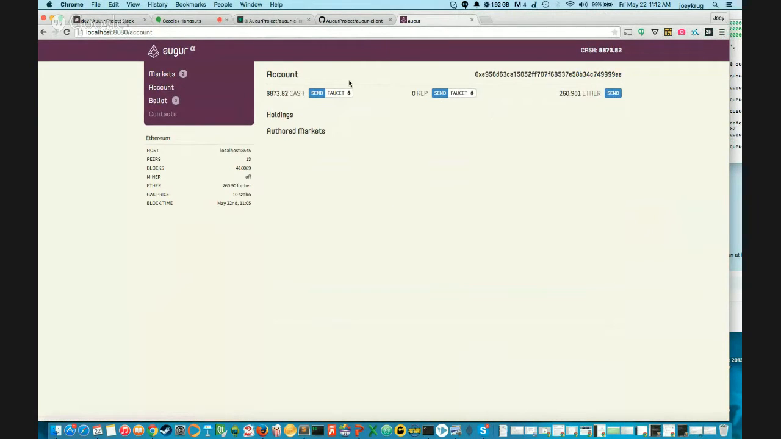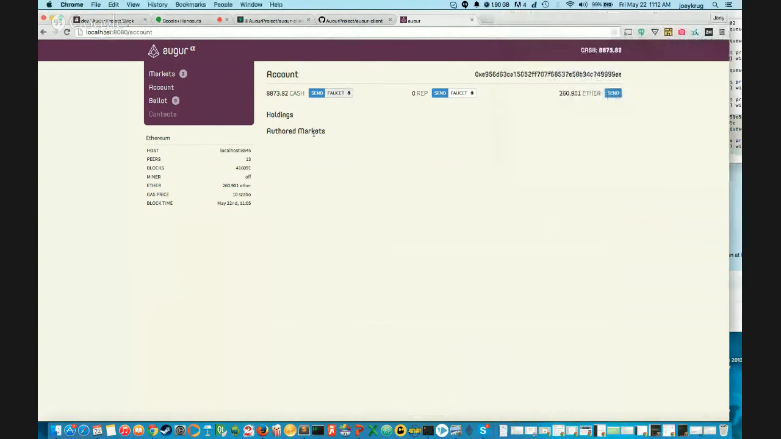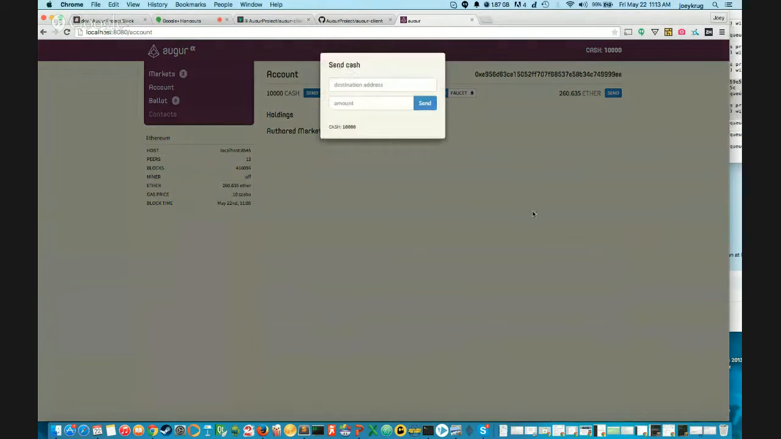One of the other things is, if you want to actually buy and sell shares in events right now, you'll need some cash, which is basically testnet play money that we've made. So what you want to do is click on account, and click on faucet. What faucet will do is it'll send another transaction to Geeth, and it'll update your balance with cash. And now I have 10,000 cash. So if you make a bad bet on the testnet, you can always just get more money from the faucet. And of course, you can send money to people.